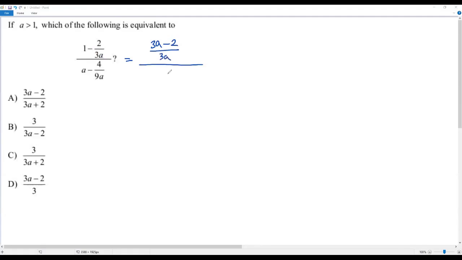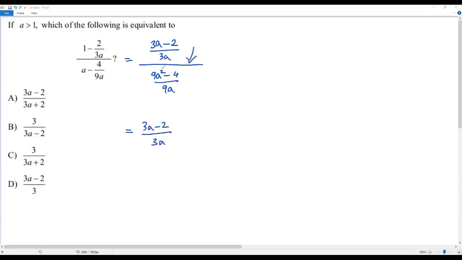Now we can do the same thing over here in the denominator also in this expression. That is, we have a subtraction between an integer and a fraction. Let me assume a as an integer. The same thing: we have to multiply this integer by the denominator of the fraction. So a times 9a is 9a square. We can take this negative sign and 4. Since we have multiplied this a by 9a, now we can take this 9a as a common denominator. Now let me write the fraction in the numerator as it is. It is 3a negative 2 divided by 3a.